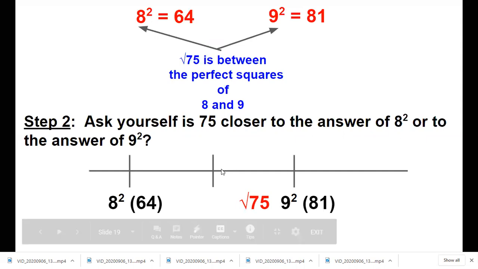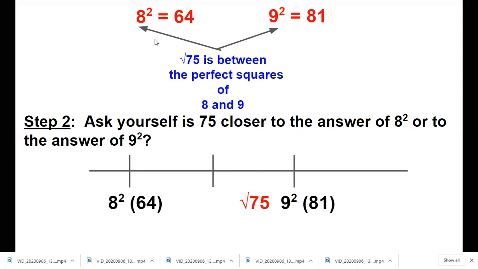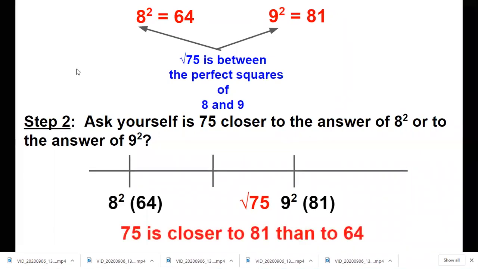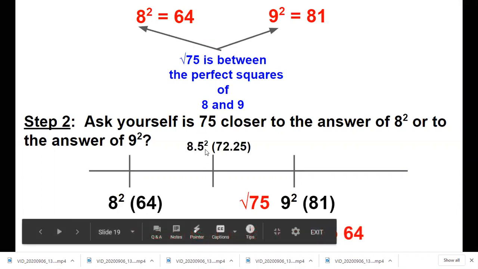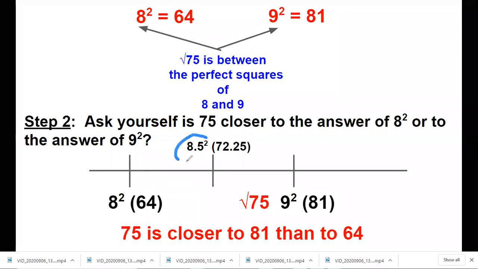So now we got to find that middle number here to get our new lower limit. So we're going to add 8 plus 9 and divide by 2. So 8 plus 9 is 17 divided by 2 is 8.5. So 75 is closer to 81 than to 64, and our 8.5 goes right in the middle. We're going to square 8.5, so 8.5 times 8.5 is going to give us 72.25. So now we have a new lower limit. This is going to be our new lower limit because 75 is going to be between this number now and this number now.